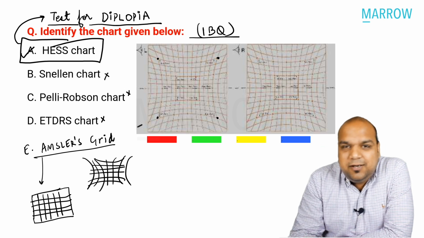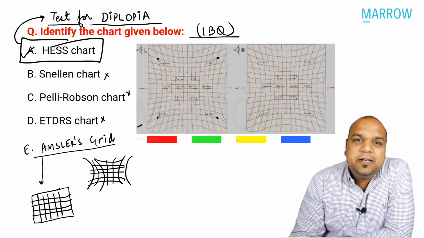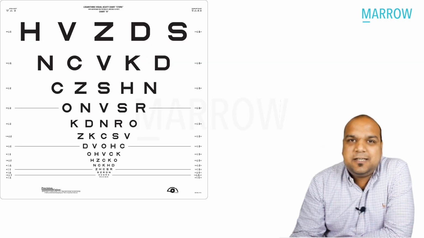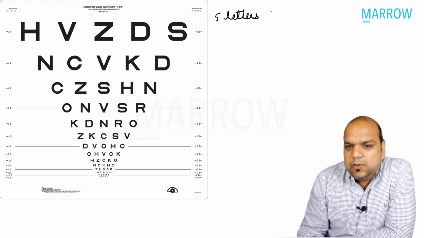Hess chart. The chart is given in front of you, printed on a piece of paper of red color. Now, if you don't know what an ETDRS chart looks like, this is what an ETDRS chart looks like. It consists of letters, 5 letters in each row.